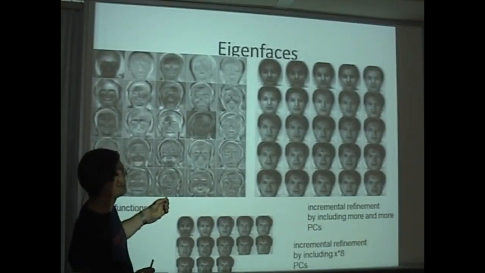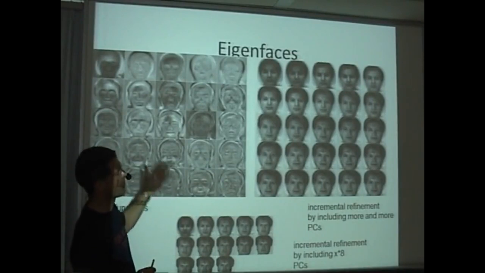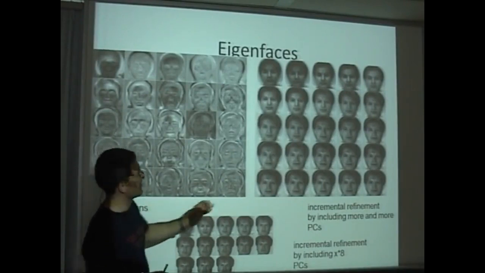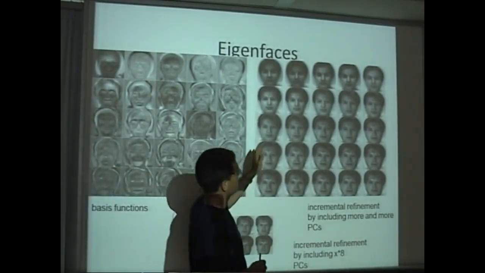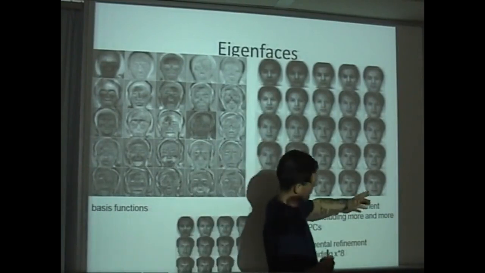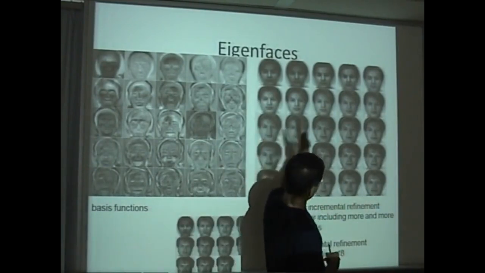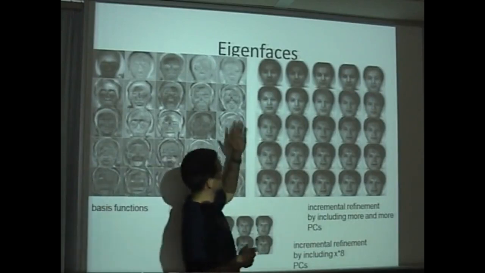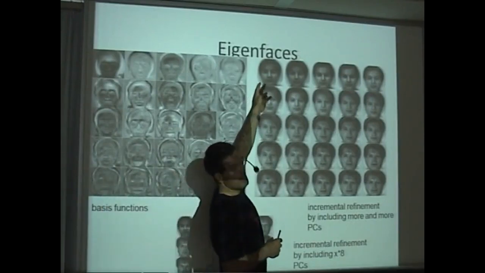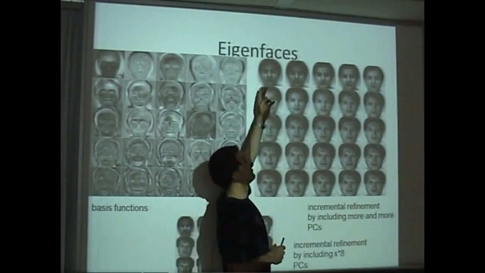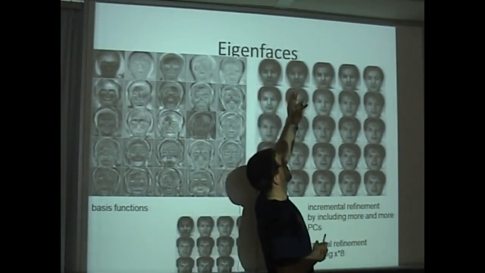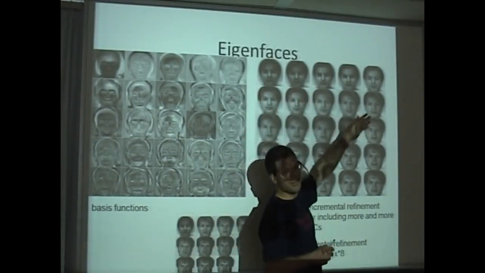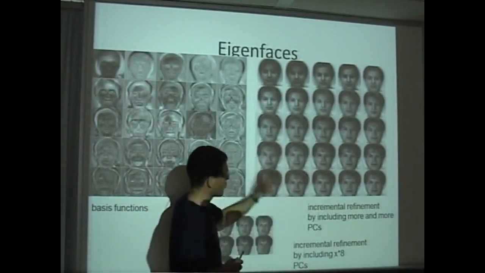And then on the right-hand side is an approximation of a face in terms of more and more principal components. For this particular data set, here's your average face, and then here's your average face plus the first, plus first and second, plus first, second, third, and so on. So you add more and more principal components until you get an approximation of this image.